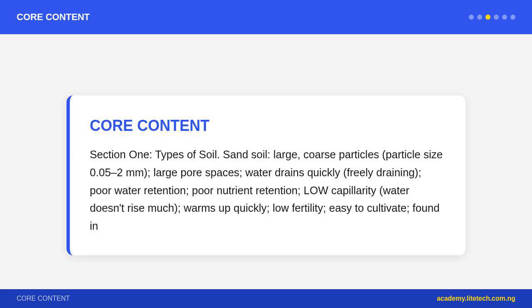Section 3. Humus and soil organisms. Humus is the dark, rich organic component of soil formed from partially decomposed plant and animal material.